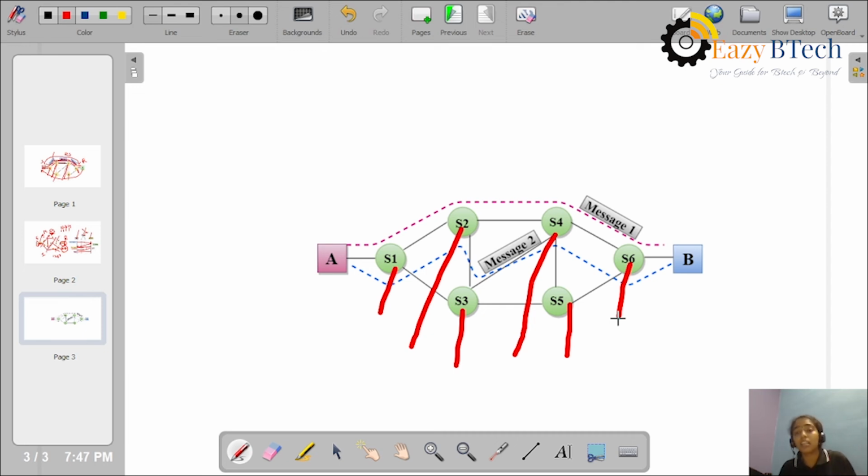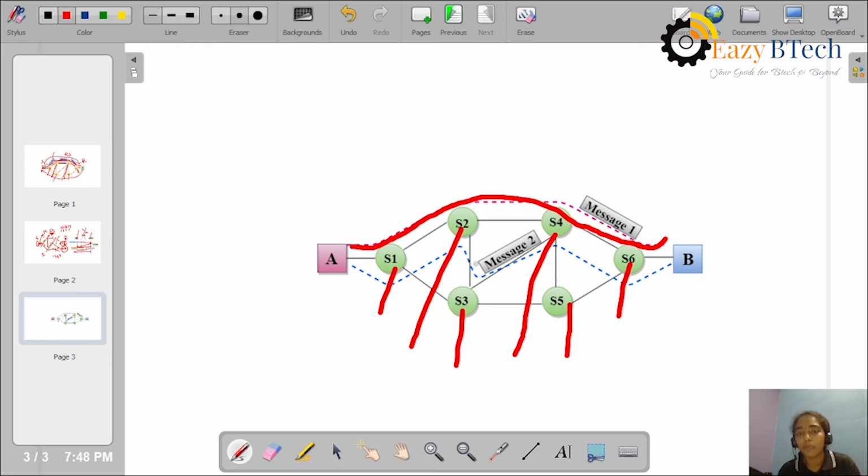The only difference between circuit switching and message switching is that in circuit switching we have to establish one dedicated path to communicate, right? But in message switching that is not mandatory. Here we can establish a dynamic route, and we can send messages by using different types of routes.